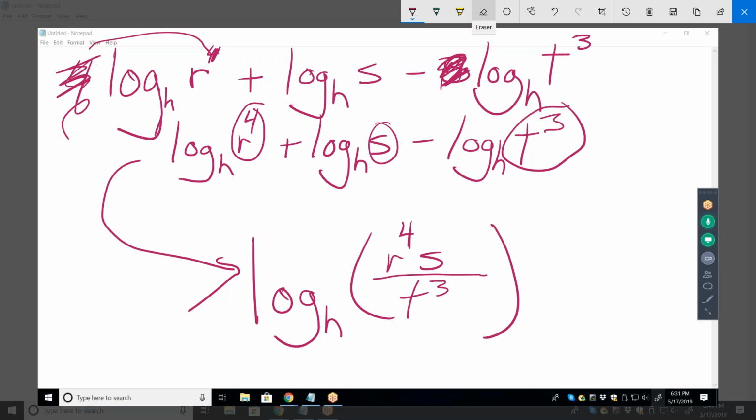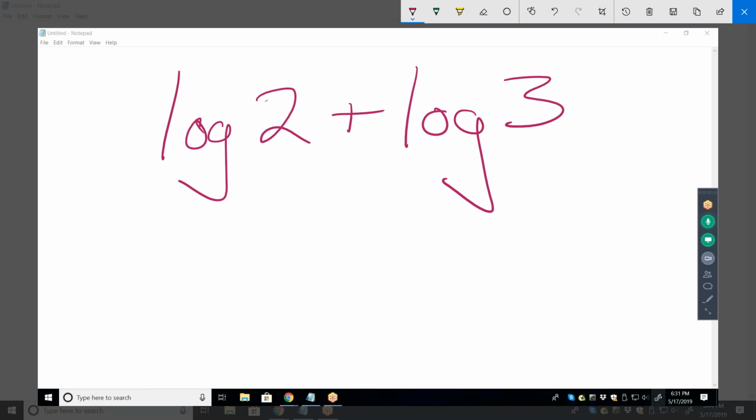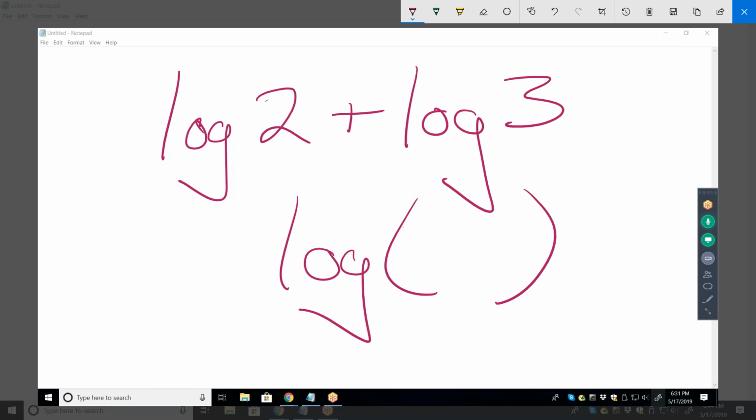So, let me test you. Tell me what the log of 2 plus the log of 3 equals. What are you going to do to those 2 arguments? You're not going to add them. You never do the same thing. If the logs are being added, then you've got to multiply the arguments. Multiply the arguments. That's what it is. Get it?